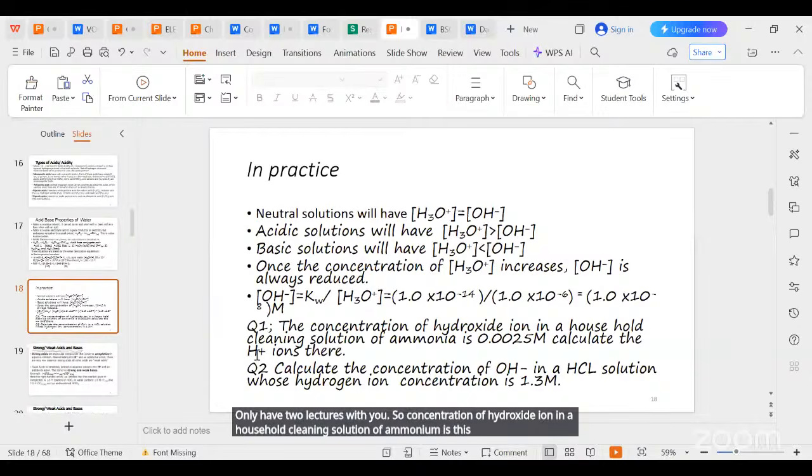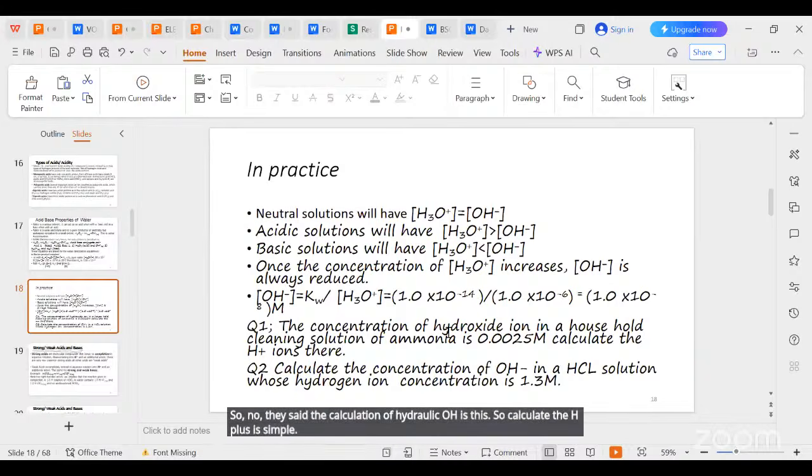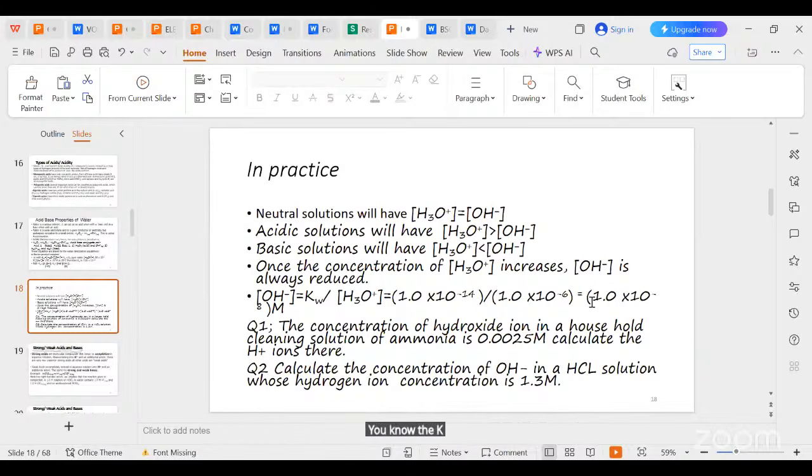Calculate the hydrogen plus ion. So you need this formula to do it. So you know that they said the calculation of H plus ion is this. So no, they said the calculation of hydroxide OH is this. So calculating the H plus is simple. You know the Kw is this. Kw, we know the Kw.